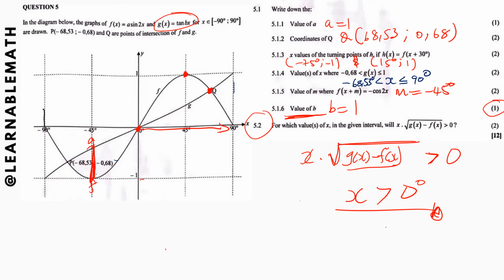Because if we go to where x is negative, it won't be greater than 0, right? So basically it's when x is greater than 0. Okay, because this must be positive. So basically they're asking you where this is positive. So where x is positive, obviously just when x is greater than 0.